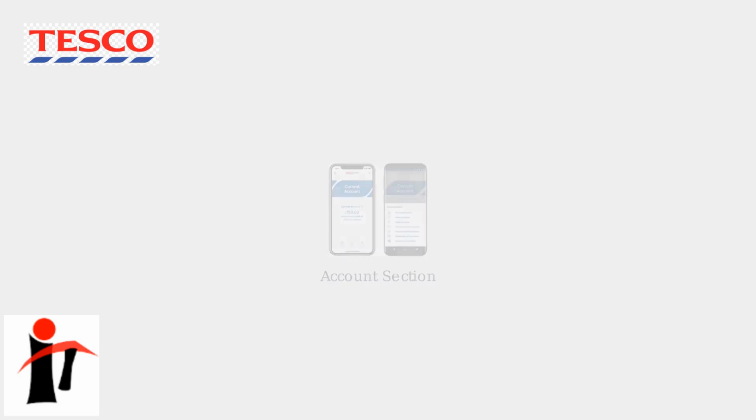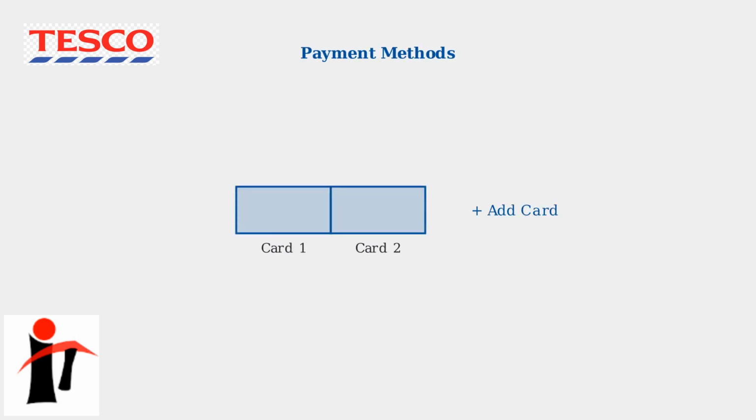Want to manage your payment cards on the Tesco app with ease? First, open the Tesco app and navigate to the Account section. From there, tap on Payment Methods. Here you can see your current payment methods. To add a new card, select Add Card.